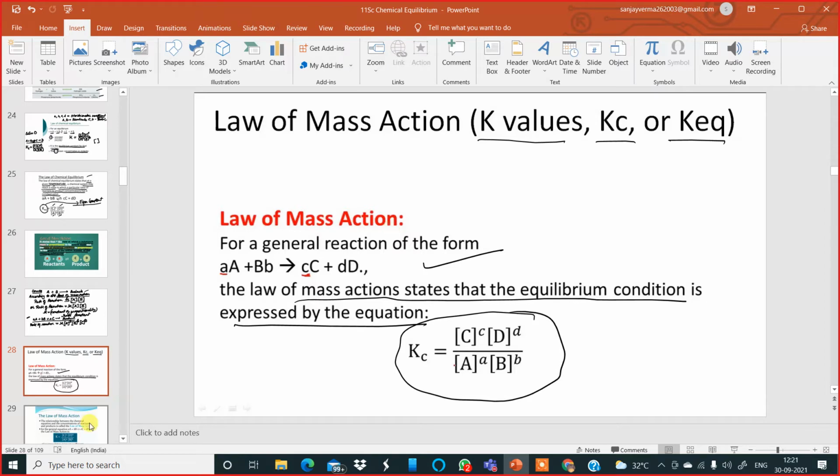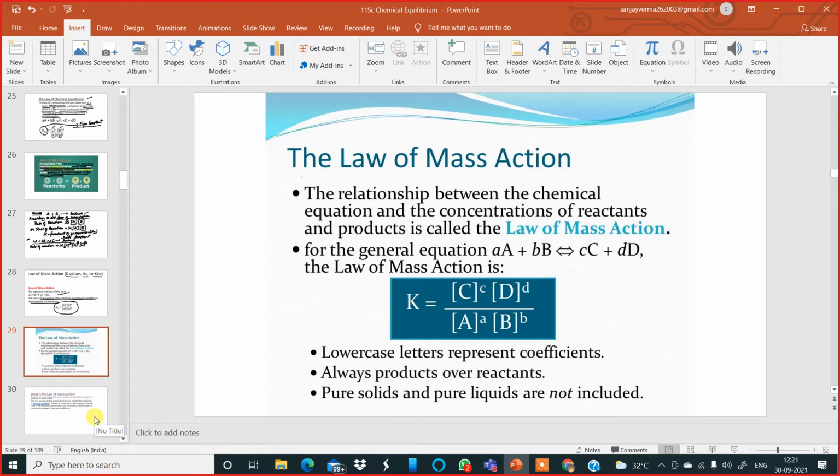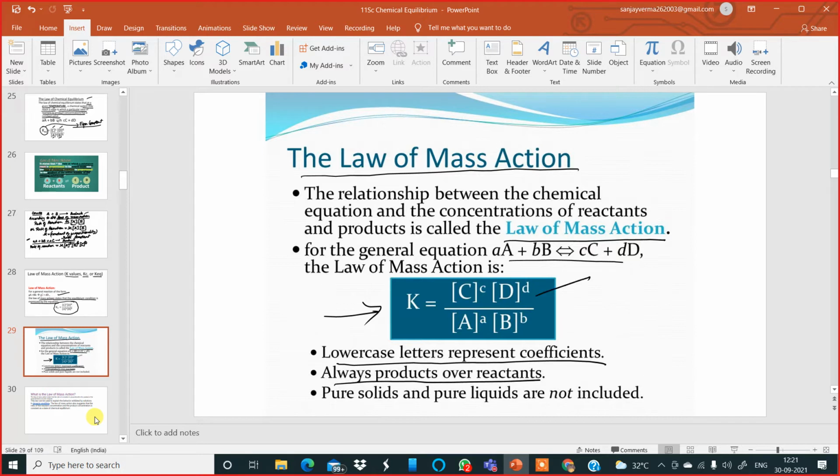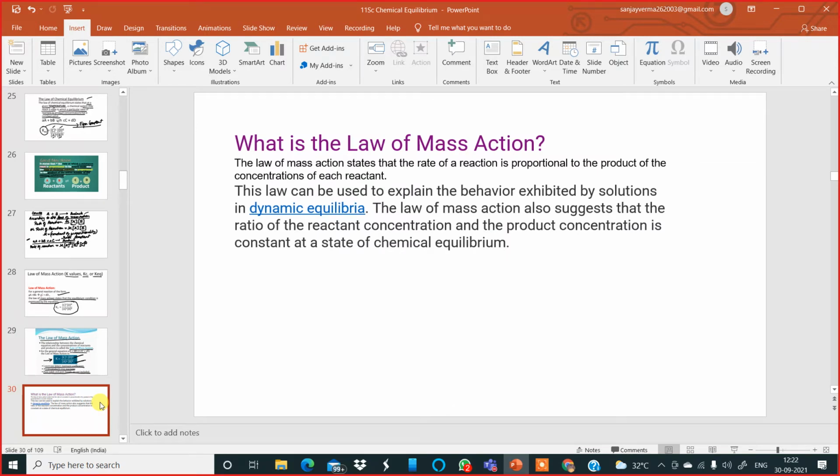Then again, I come to the law of mass action over here. The relationship between the chemical equation and the concentration of reactants and products is called the law of mass action. For the general equation, the law of mass action follows this order. Lowercase letters represent the coefficients. Always products over reactants. The products are up, reactants are down. This is the numerator, this is the denominator. Pure solids and pure liquids are not included over here.